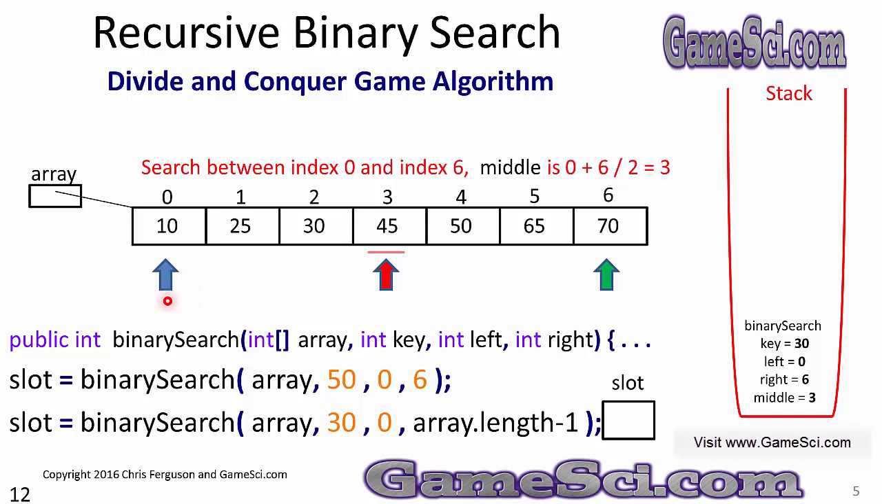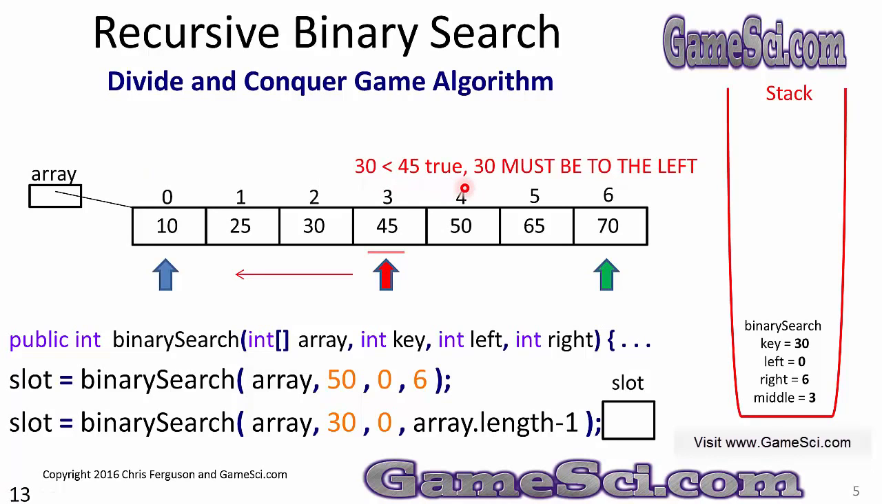The lower bound or left is 0, that's the blue arrow. The upper bound or the right is 6, length minus 1 is 6. So search between 0 and 6. First thing we do is calculate the middle, and the middle calculates as 3. So you can see pushed onto the stack, we're searching for 30 between 0 and 6, and the middle of the range is 3. So let's start at the 45 and begin our search for 30.